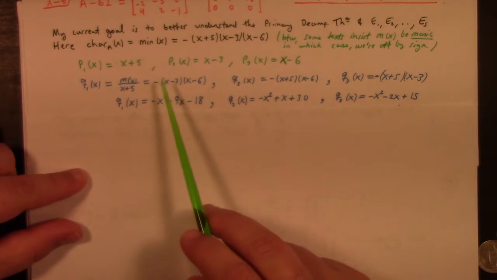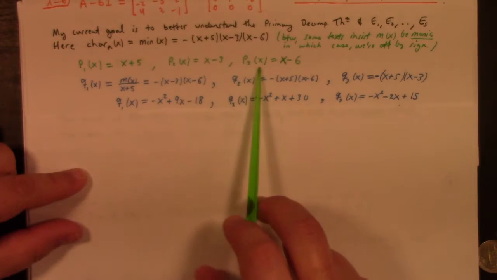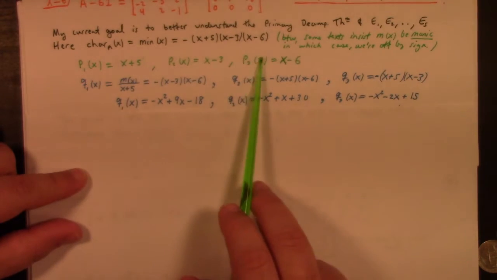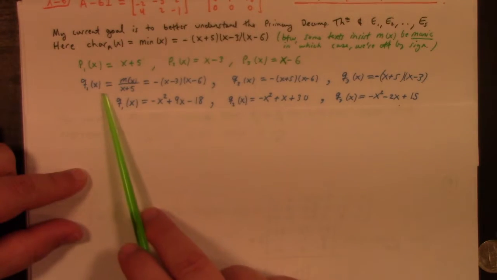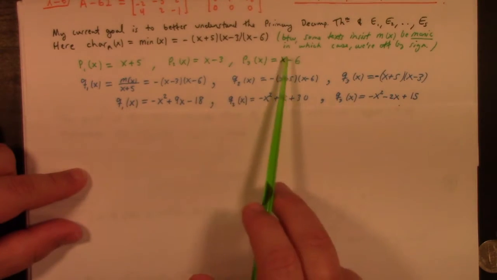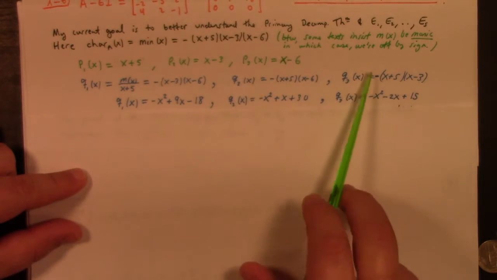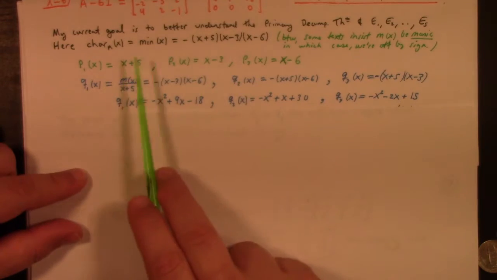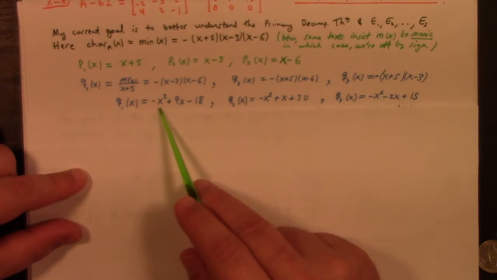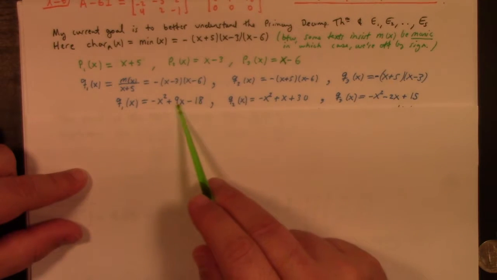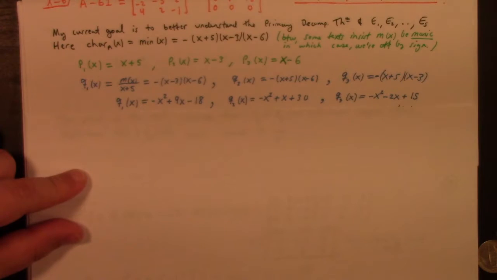Okay, anyways, focus. So P1 of x is this, P2 of x is that, P3 of x is that. These are my distinct prime factors in the minimal polynomial. So the first quotient is the product of the other two. The second quotient is the product of the other two. And then the third quotient is the product of the first two, but not the third. You can multiply these things out. You get Q1 is minus x squared plus 9x minus 18. Q2 is that. Q3 is that.